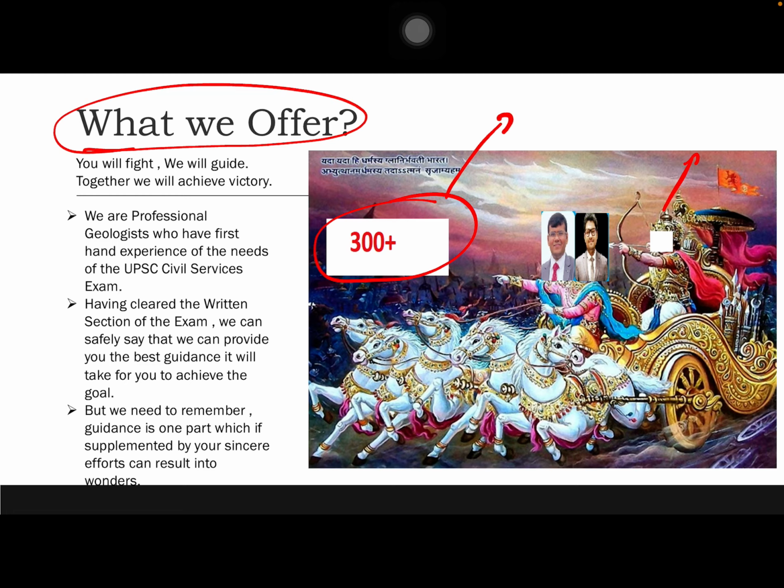Now what we are going to do here is that we are professional geologists who have got first-hand experience of the examination. We both have cleared this examination, and thus we understand what is needed from the part of the aspirant to get a good score. That's where we are going to come into the picture, where we are going to provide you with the key inputs, the material, the knowledge, as well as the practice to get this particular score.